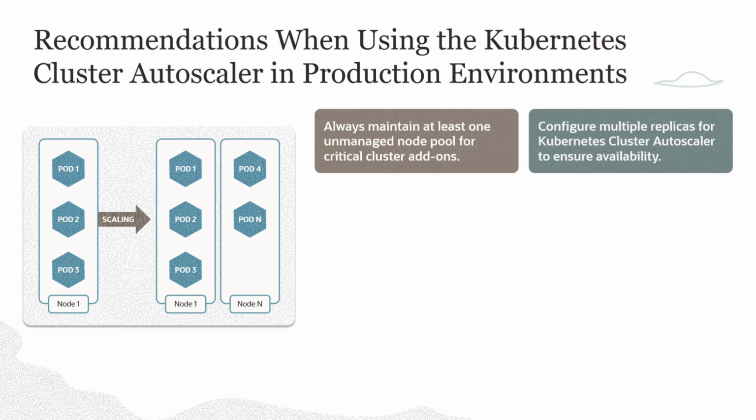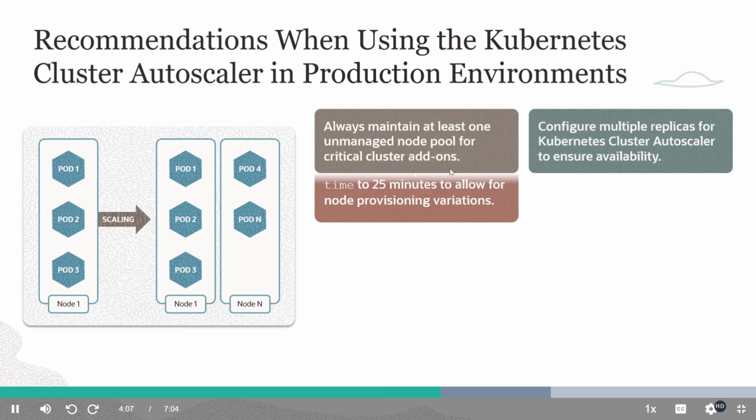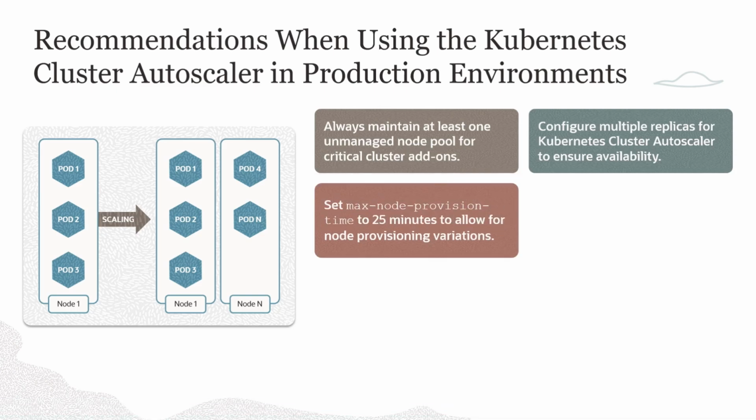For robust availability, configure multiple replicas for the Kubernetes cluster autoscaler in your configuration file. This redundancy ensures that even if one replica faces eviction, others can continue orchestrating node pool adjustments. In your configuration file, set max node provision time to 25 minutes. This precautionary measure accommodates potential variations in node provisioning times, particularly when adding multiple nodes simultaneously.